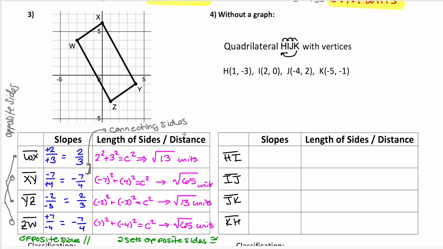Without a graph, we don't have anything to count, so we do need to list out our change in y's and our change in x's so that we can do our slopes and also so we can do our distances. So I'll write out our 4 segments, HI, then IJ, then over here I'll have JK, and then we'll have KH. For HI, our change in y is from -3 to 0, which is adding 3. And our change in x is from 1 to 2, so that is adding 1.